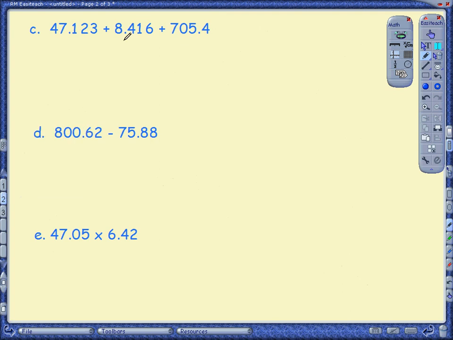Okay, now these are decimals, and for the most part you're going to be able to use your calculators to do these. However, I want to go over what you do and what you should have learned in elementary school in grades K through 8. Whenever we're adding decimals, we have to line up the decimal points. So the first number is 47 123 thousandths. Under this, we're going to put an 8 and the decimal point right underneath, 416 thousandths.